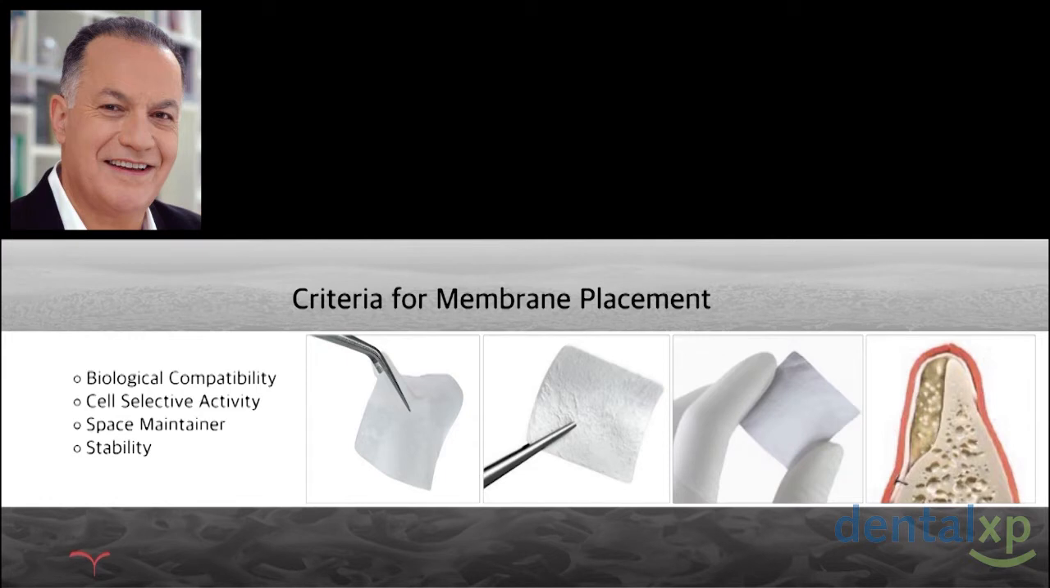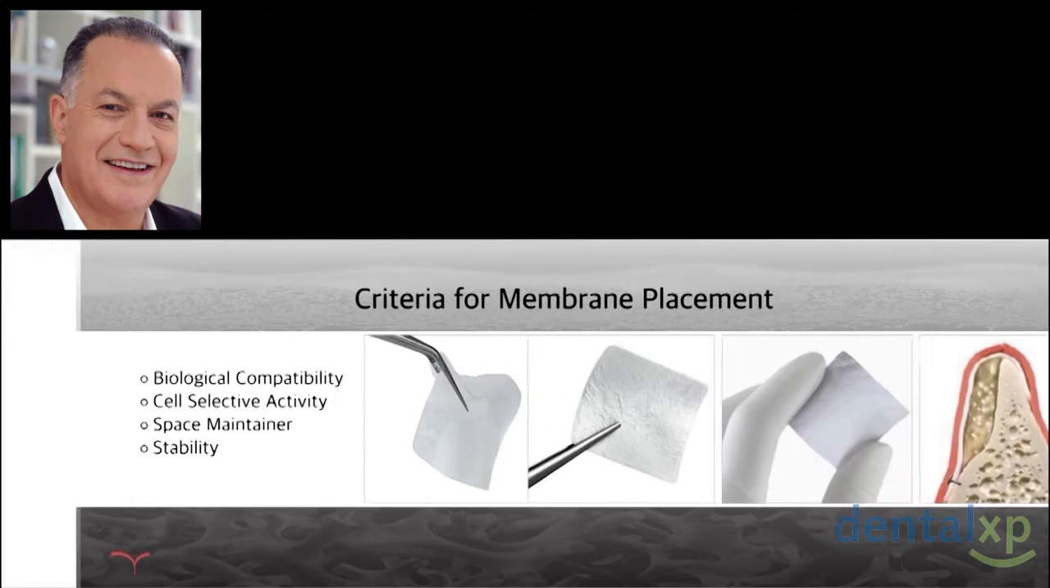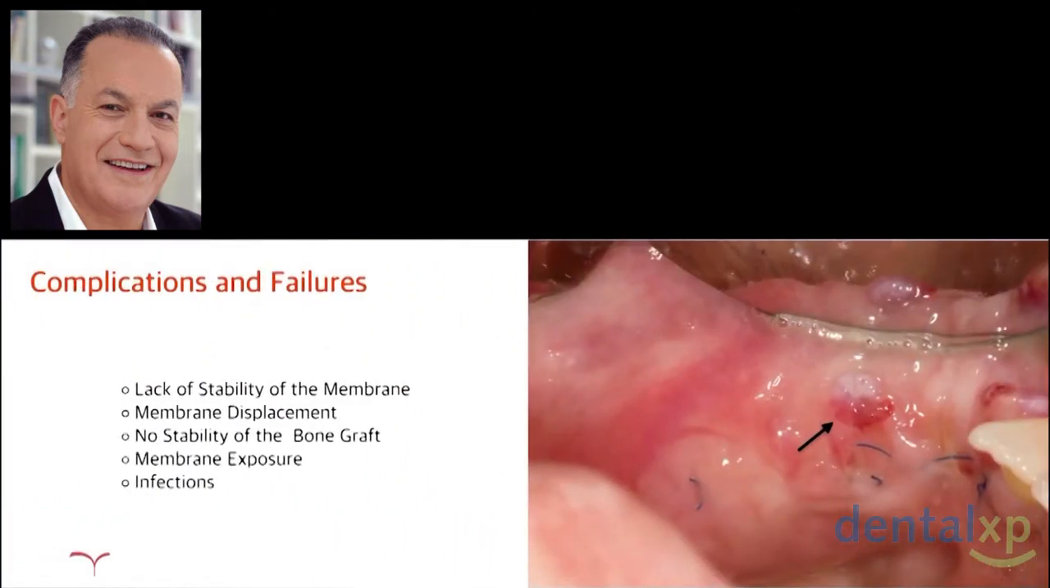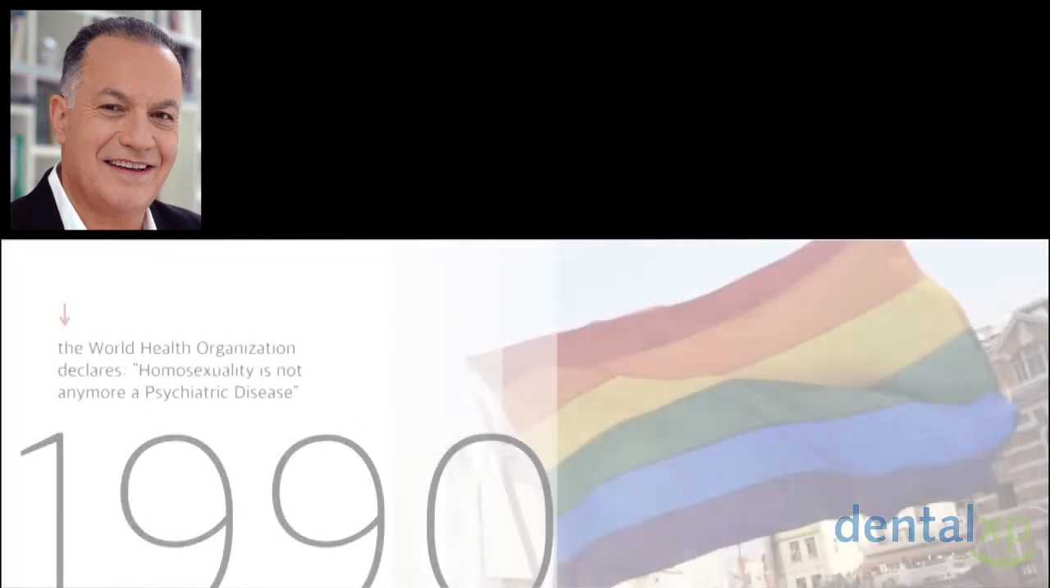We have to respect some criteria: biological compatibility, cell selective activity, space maintenance, and stability. It was the problem in order to avoid any complication like perforation, exposure of the membrane, and infection. That was the problem of the non-resorbable membranes.